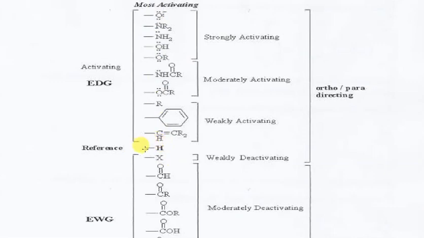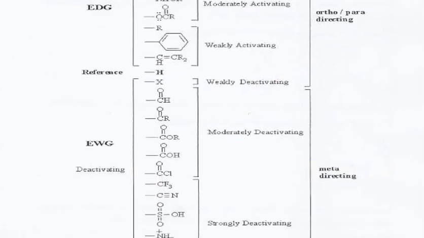And from here, hydrogen is a reference point. So hydrogen is neutral by itself, not an activator, not a deactivator. But from there, the halogens are deactivating, but ortho para directors. Remember that is very important. Halogens are weakly deactivating, but they are ortho para directors.